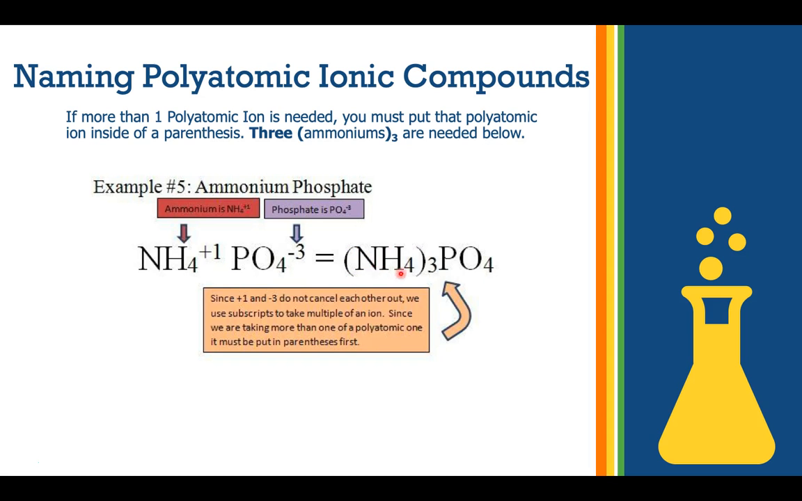We have NH4, and then we have the parenthesis 3. This 3 has been taken down to the bottom. The 1 has been taken down to the bottom. We're not writing 41 oxygens here, right? Since 1 and negative 3 do not cancel each other out, we use subscripts to take multiples of an ion. We've done this before, we just haven't done it using parentheses, okay? Since we are taking more than one of the polyatomic ion, it must be put in the parentheses first.